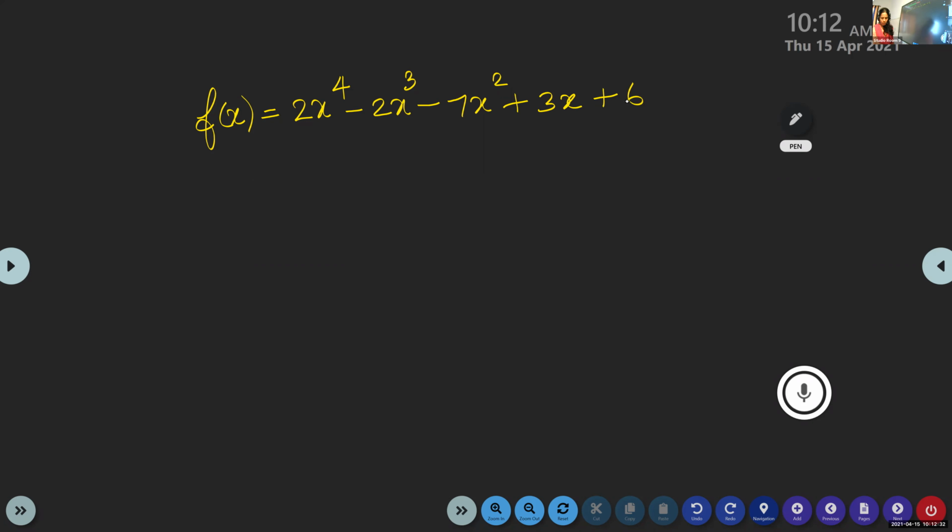Obtain all the zeros of the polynomial 2x raised to 4 minus 2x cube minus 7x square plus 3x plus 6, if two of its zeros are minus root 3 by 2 and plus root 3 by 2.